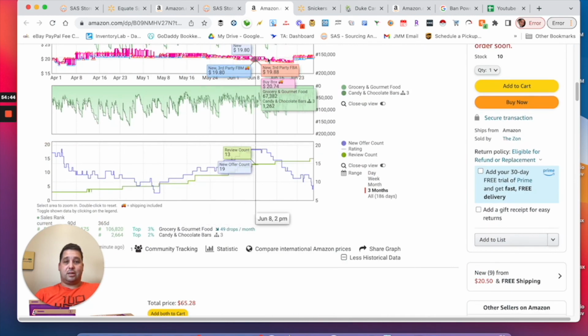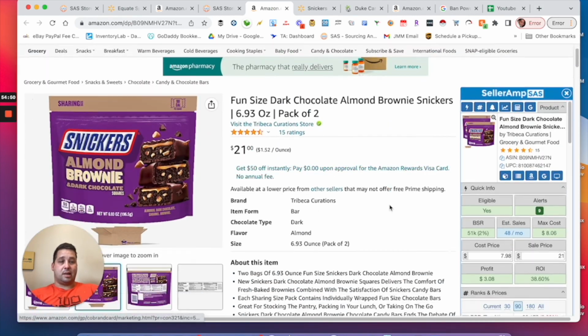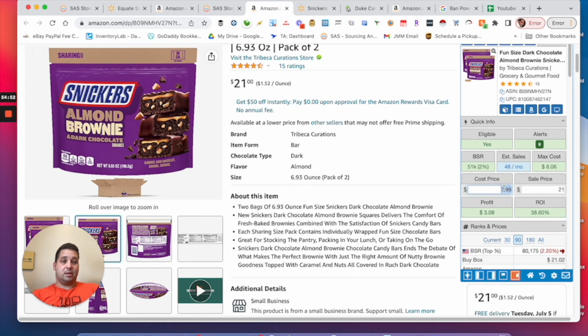It did dip down a little, but what I also like to do, I would definitely test buy this, because I have a prep dollar, so you're probably looking around like $6 on this.